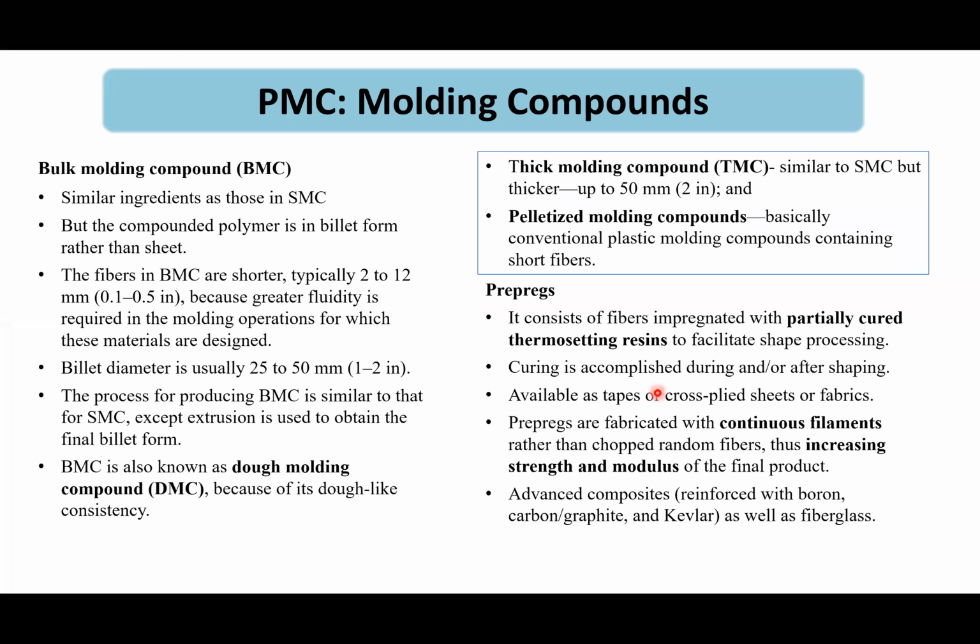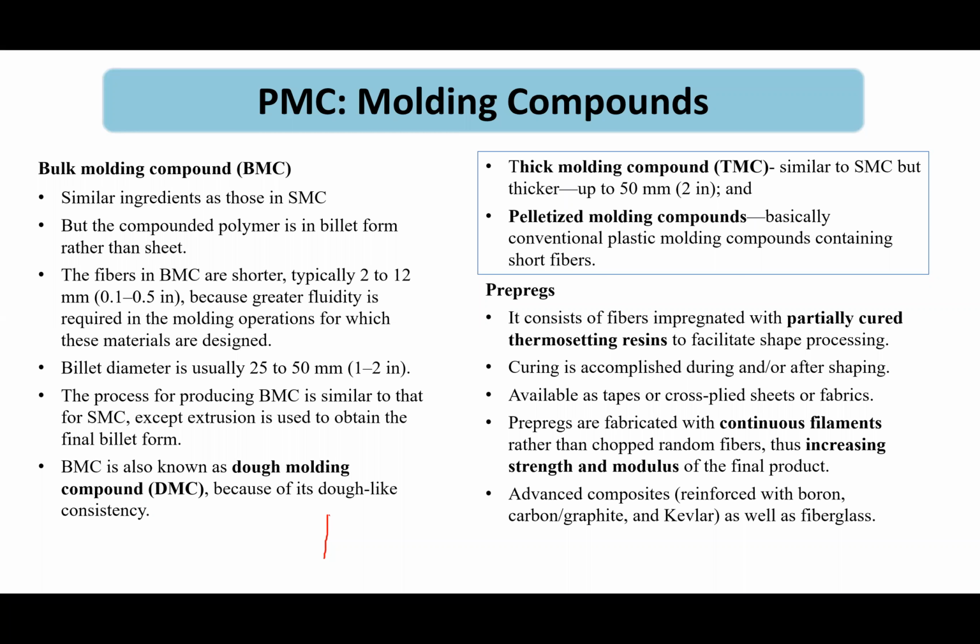This is the prepregs. That means partially cured thermosetting resins with fiber. Everything is ready. You just cure it. The curing can be during or after shaping, whichever is preferable. And these prepregs are available, as I said, as tapes or sheets. They can be cross-plied, or sometimes unidirectional.